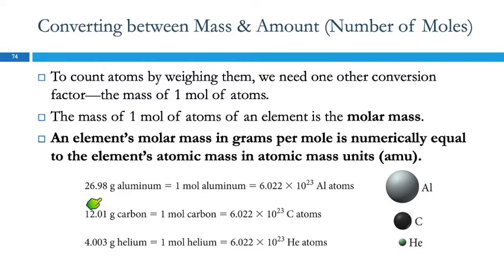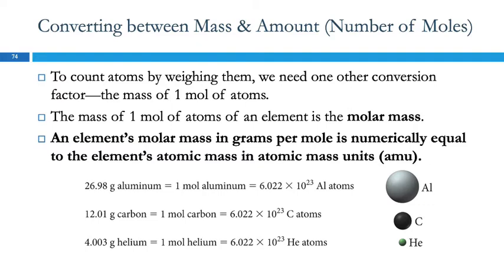So if we look at aluminum on the periodic table, there's a number 26.98 underneath. Well, if we want the mass of an average aluminum atom, 26.98 atomic mass units. If we want the mass of a mole of them, same number, grams. Okay? So all of those numbers have 2 purposes.